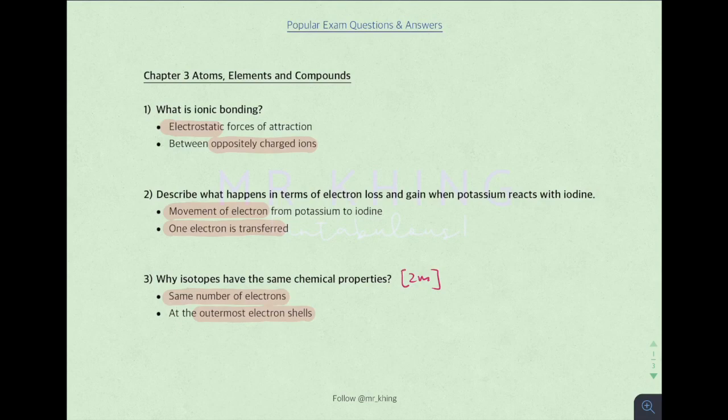Because in the exam, marks will be given based on the keywords. Basically just remember, a better answer, an A star answer, is always answering this way. Remember, always mention same numbers of electrons at the outermost electron shell. Alright, remember.